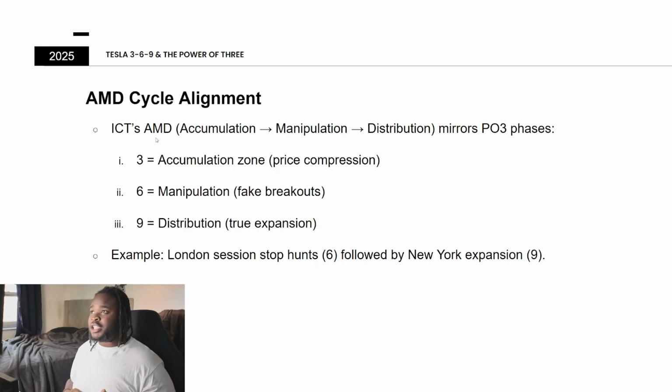Okay? So the next topic we're talking about is AMD cycle alignment. So we have accumulation, manipulation, and distribution. Everybody talks about this. In the Goldbach book, he goes into detail on how he uses it, and this is one of the few ways I've seen a person describe it in a way that makes sense to me. And I use this in my trading all the time, the AMD cycles, right? Accumulation zone, manipulation zone, distribution zone. London session hunts stops, a 6, right? Because manipulation is the 6 in the series, followed by a New York expansion, which is a 9, distribution.